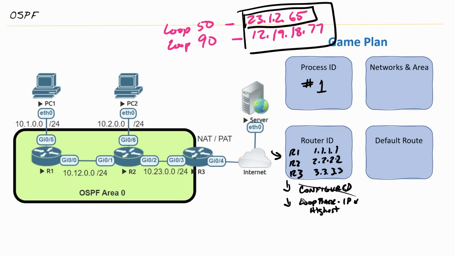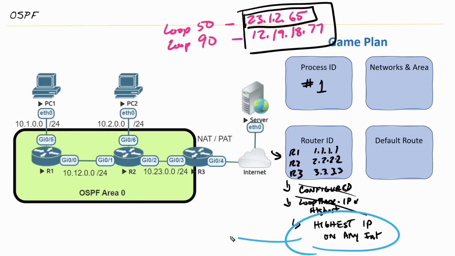Good question. If there are no loopback interfaces configured when OSPF comes up, then it's just going to take any other interfaces that have IP addresses, and it's going to be the highest IP address on any interface. So an example of that would be right here, over here on R1. Again, presuming we did not configure a router ID manually and it has no loopback interfaces.